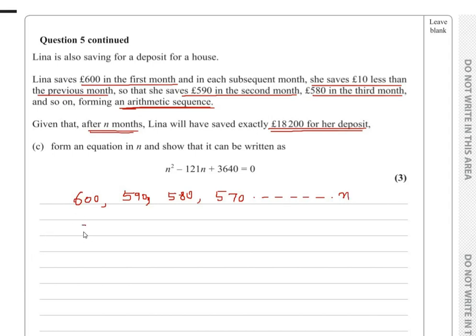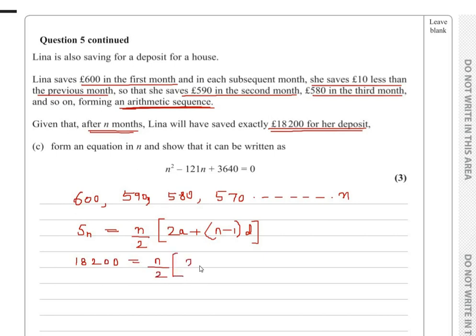Now, if we take the total amount, the formula we are going to use is Sn equals n over 2 times (2a plus (n minus 1)d). This is the same formula we used in the previous example also. This is the sum formula for arithmetic sequences. What they have given here is that 18,200 is the sum of n months she has saved so far. So in place of the sum, we are going to put 18,200.